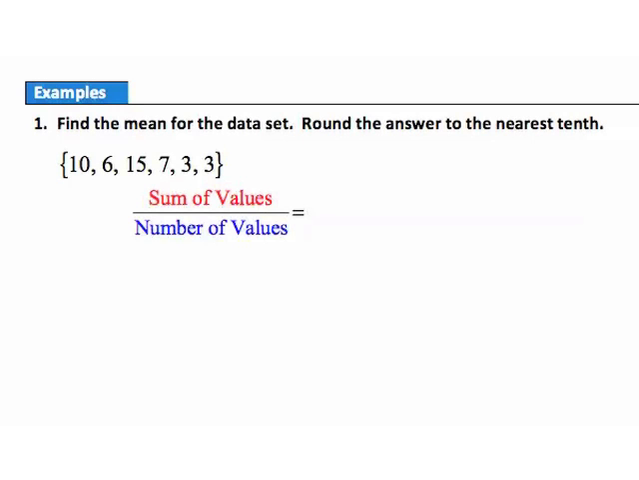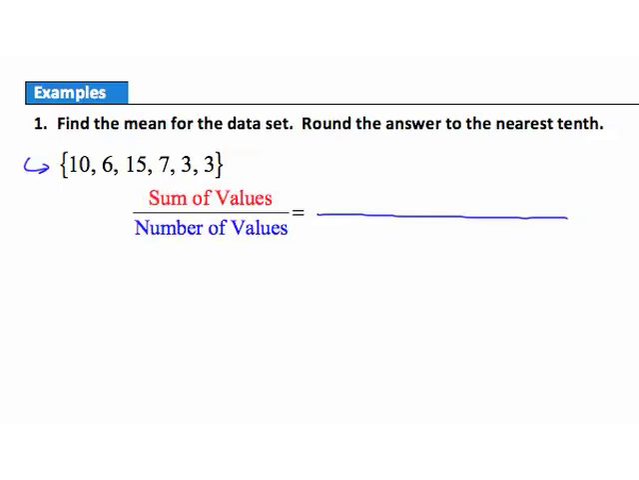Now let's take a look at an example that will help you understand how to calculate the mean of a data set. Example 1. Find the mean for the data set. Round the answer to the nearest tenth. Well, let's take a look. Here's our data set, and to find the mean, what we need to do is take the sum of the values divided by the number of these values.